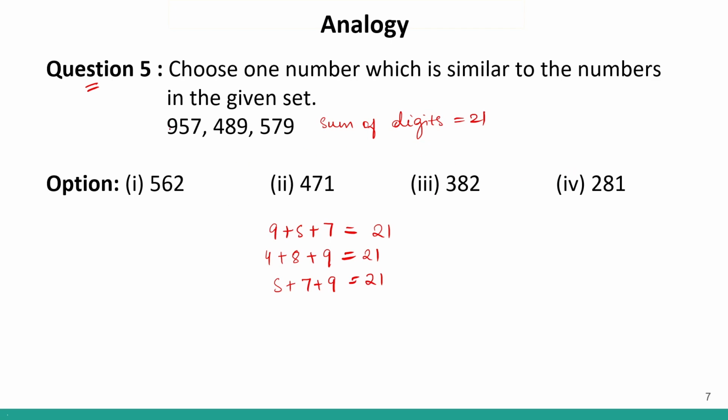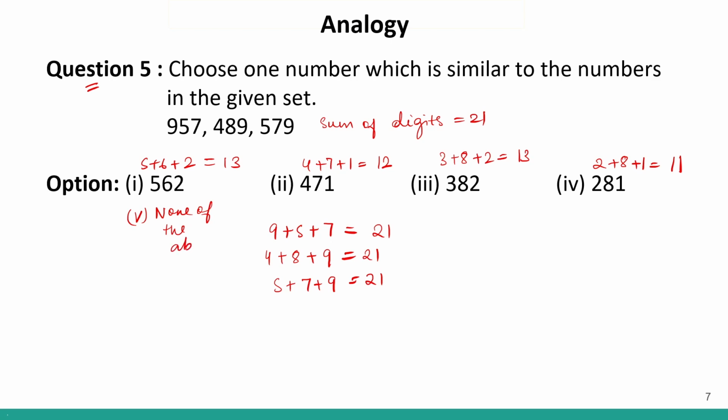So now let us look at the options. 5 plus 6 plus 2. This is 11 plus 2, 13. 4 plus 7 plus 1. So 11 plus 1, 12. 3 plus 8 plus 2. So 8 plus 5, basically 13. And 2 plus 8 plus 1. If I look over here, 2 plus 8 plus 1 is how much? 11. So in each of these options, I could not see the one which has the same sum as 21. So the answer will be actually option number 5, none of the above.